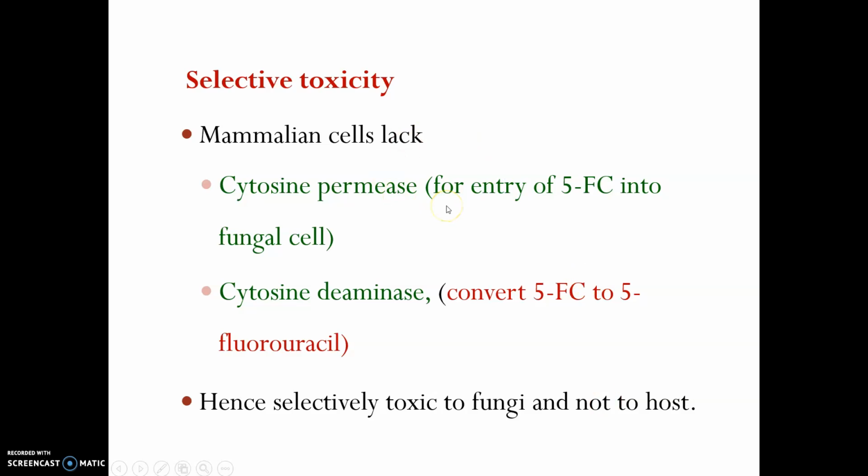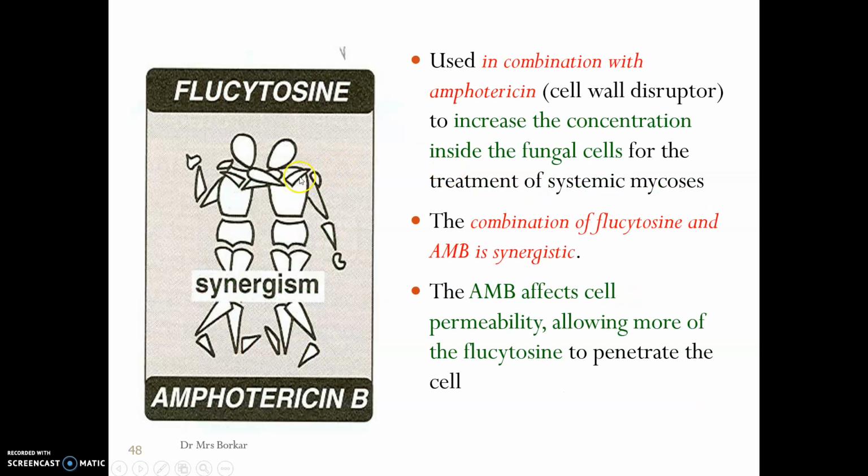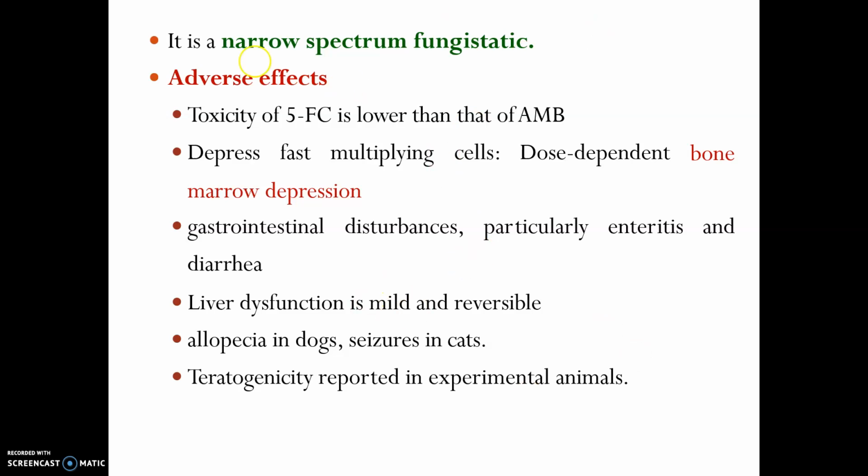So this is a very important drug to use as an antifungal. Whenever flucytosine is used in combination with amphotericin B, which increases the concentration inside the fungal cells, the combination is very synergistic. That is, they can act on the fungi and kill a larger number of fungi. It is a narrow-spectrum fungistatic drug. Toxicity is much less than amphotericin B. Alopecia in dogs and seizures in cats are the main problems.